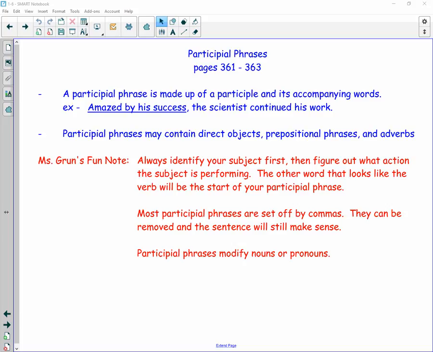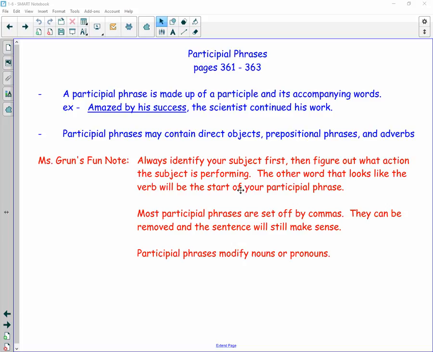Amazed by his success, the scientist continued his work. Participial phrases may contain direct objects, prepositional phrases, and adverbs. My fun note is always identify your subject first, then figure out what action the subject is performing. The other word that looks like the verb will be the start of the participial phrase.